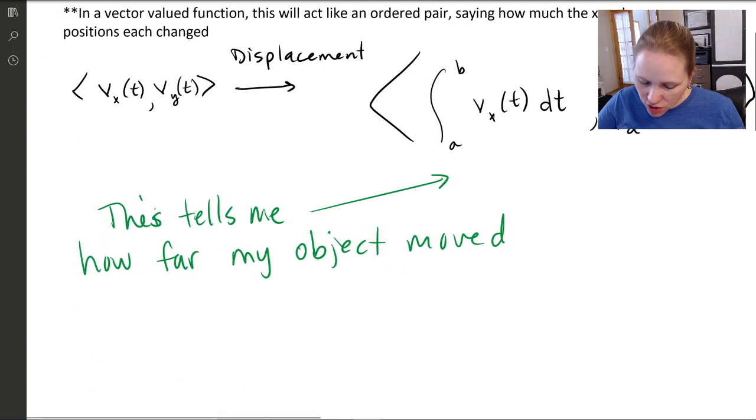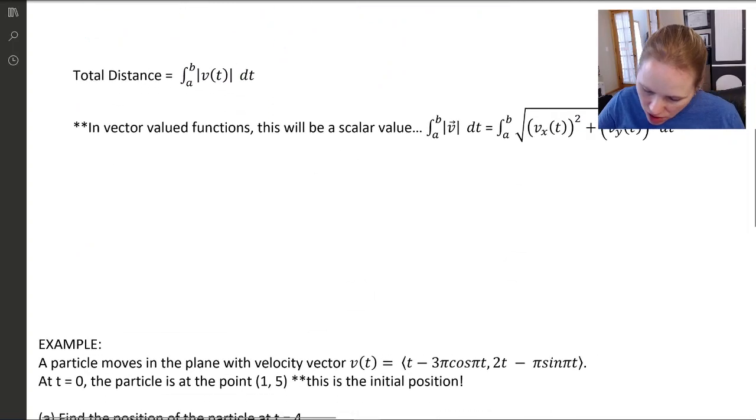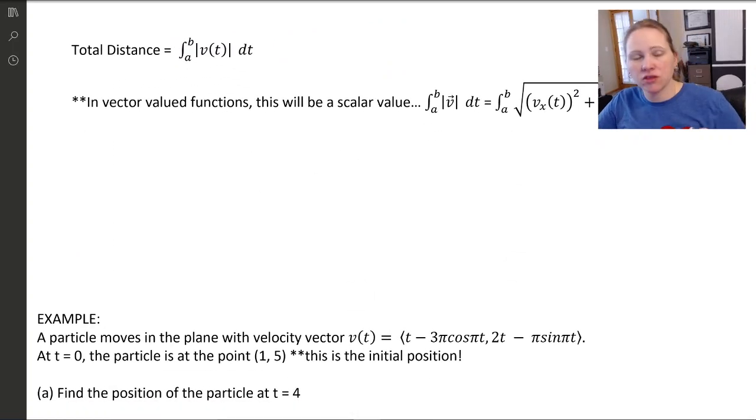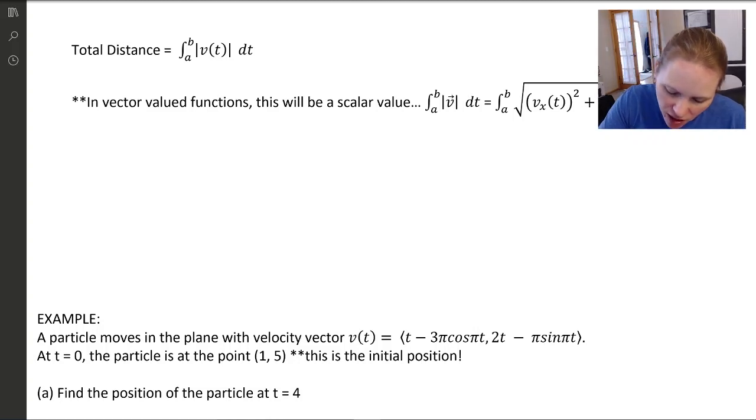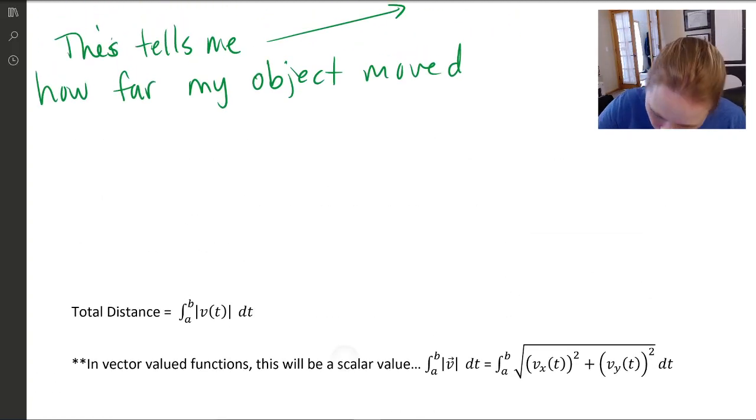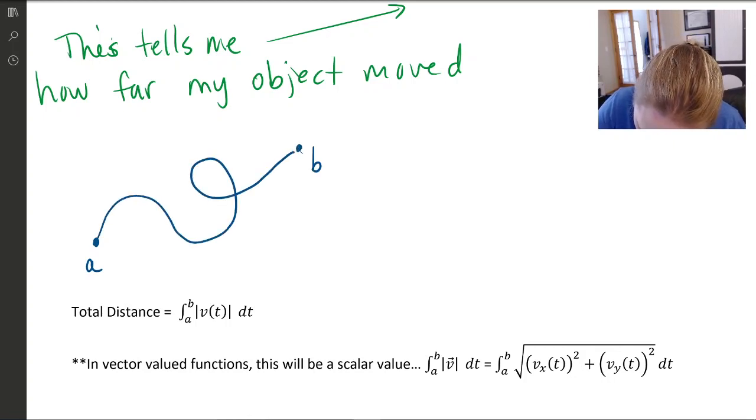Now, there's more that we can do here. We can also talk about total distance. Now, the total distance that an object traveled would be like if I have an object that's moving in space, and I know it's following some parametric equations, and here this is point A, and this is point B. And it's traveling, and maybe it loops around, and it ends at point B. If I want to know the total distance it traveled, that's different from the displacement.